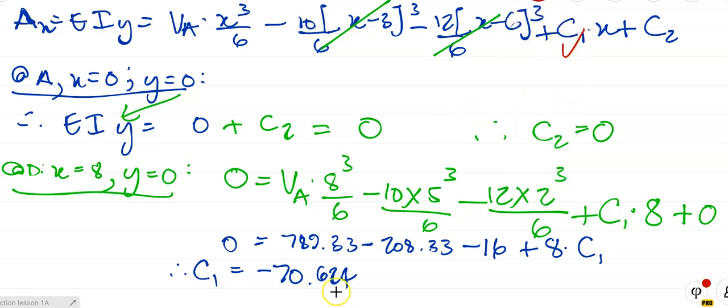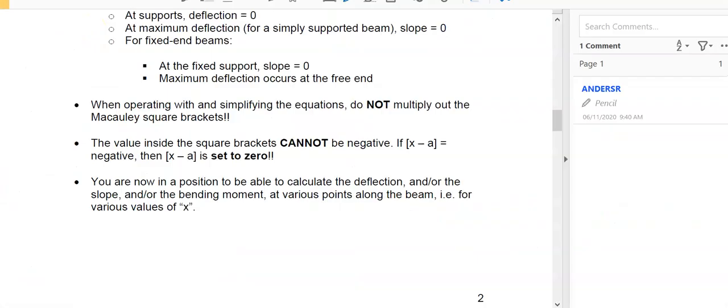So people, now if I look at my equation at the top there, I now know what C1 is equal to, minus 70.625. C2 I know is equal to 0. So now if I know that, which I do, and I know the distance along the beam there, and I know E because it's been given, I know I has been given, I'm now in a position to be able to answer the question.